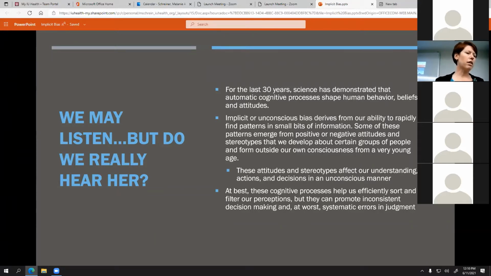At best, these cognitive processes help us efficiently sort and filter perceptions, but unfortunately they can promote inconsistent decision-making, and at worst, they can cause systematic errors in judgment. That's what we end up seeing in healthcare. So we may be listening, but are we really hearing because of this bias? That's the question.